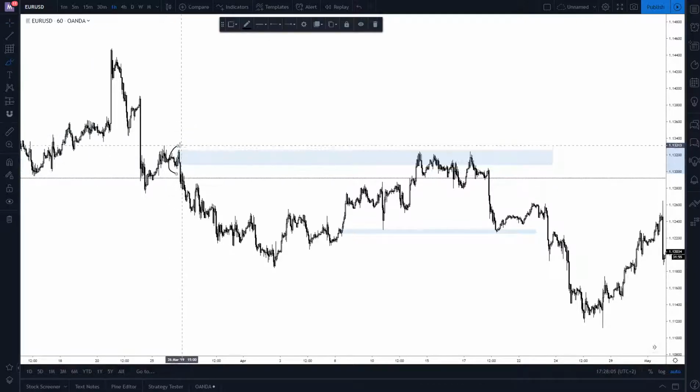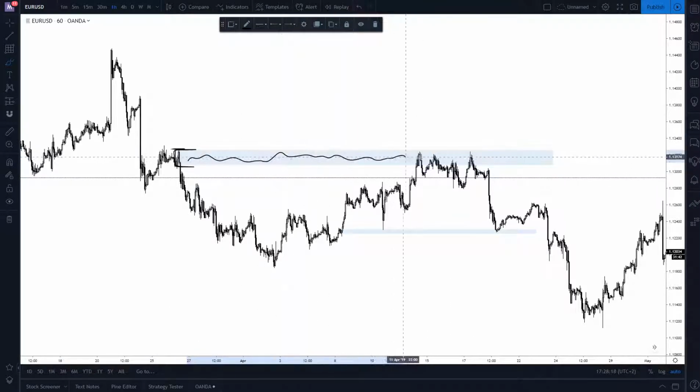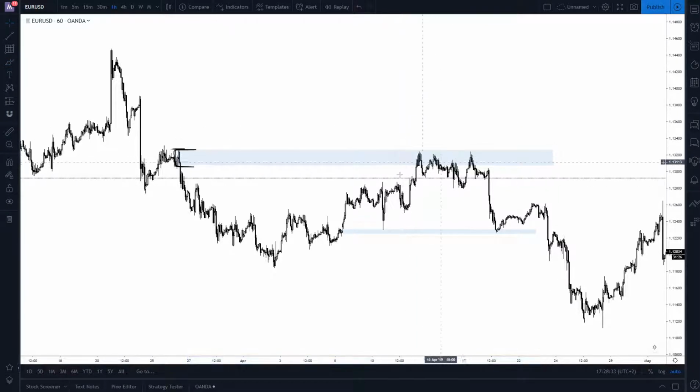Something basically happened. Let me draw this a little bit better. Something happened in this area where the supply was created, and there are a lot of resting orders in this blue box. As you can see, price will revisit this, but the amount of orders is high enough that price is not able to reach above them.